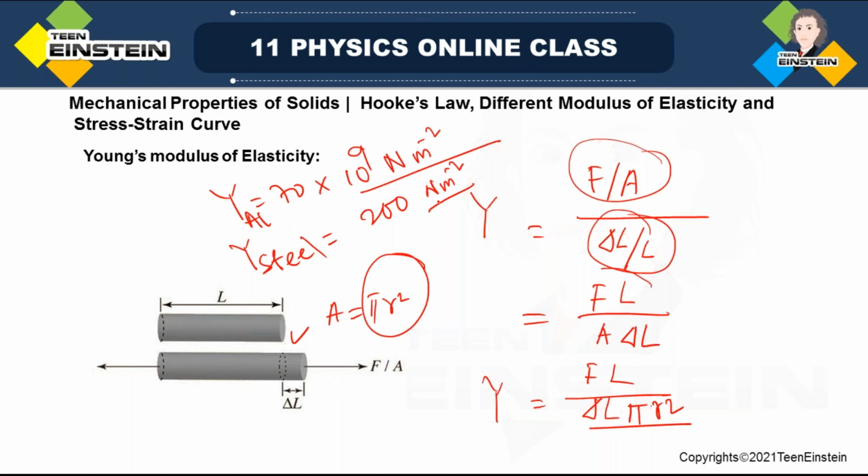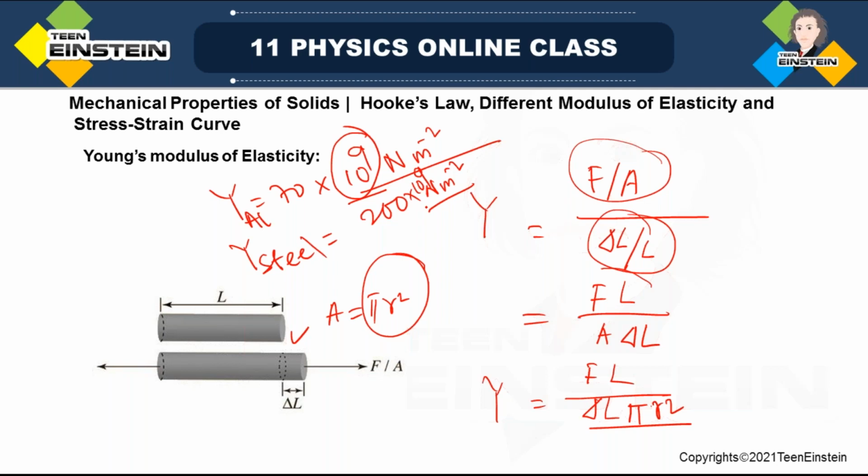So if the Young's modulus is more, then the object is more elastic. If the Young's modulus is more, then the body is more elastic, and vice versa. Okay. So this is about Young's modulus. Generally we write Young's modulus in terms of this order, 10 to the power 9. Alright, this is Young's modulus.